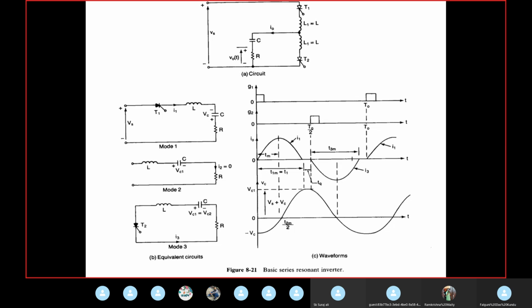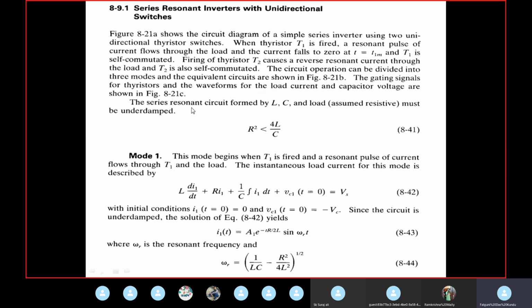Next, the series resonant circuit formed by L and C and the load. Here the load is assumed to be a resistive load only, and the circuit must be underdamped. So what is the condition of an underdamped system? The condition of an underdamped system is R square must be less than 4L by C.